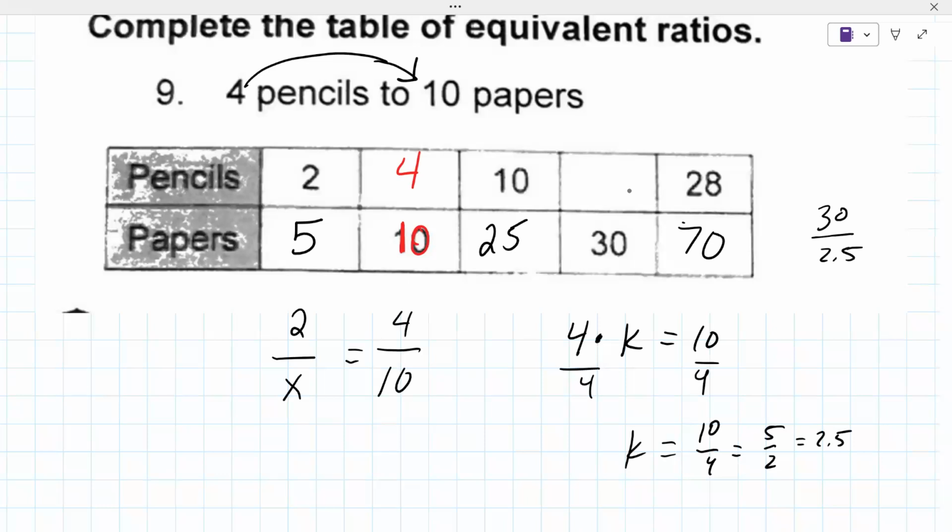2.5, so 12. It was 12. Good. Okay. Let's try number 10.